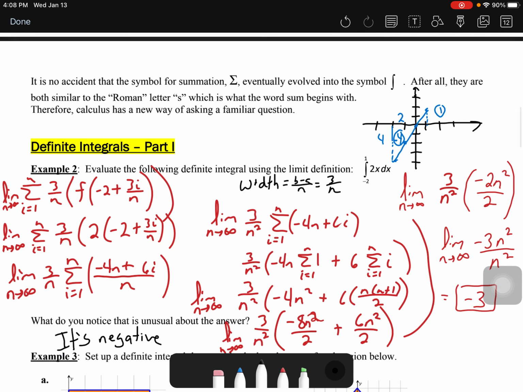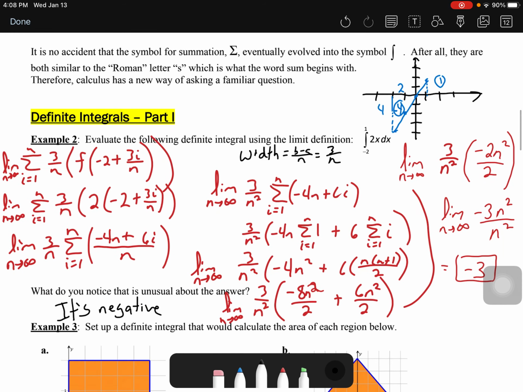Next thing, okay. I do run through one more limit definition here, and we'll talk through it fairly quickly because I think we've done enough of these from the last section. So just to tie these concepts together, it says it's no accident that the symbol for summation, which is sigma, eventually evolved into our integration symbol. We're going to see this a lot now. After all, they're both similar to the Roman letter S, which is what the word sum begins with. Therefore, calculus has a new way of asking a familiar question. So we're going to start saying this symbol rather than this one.